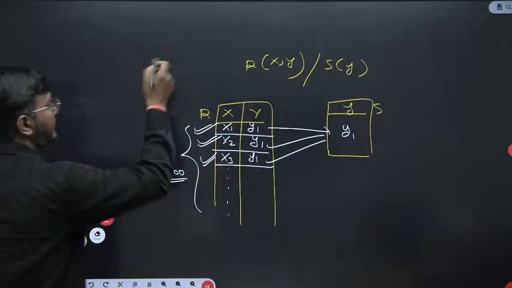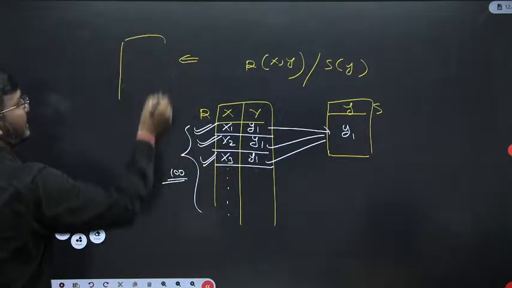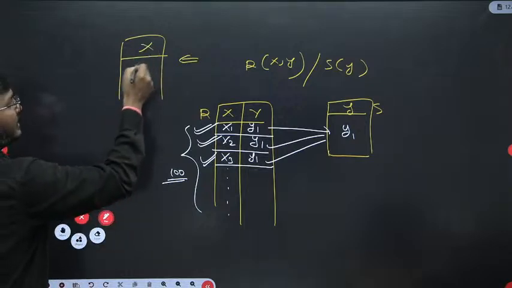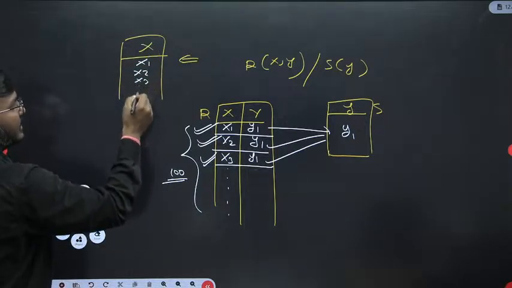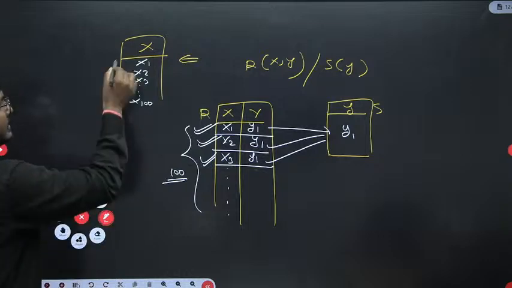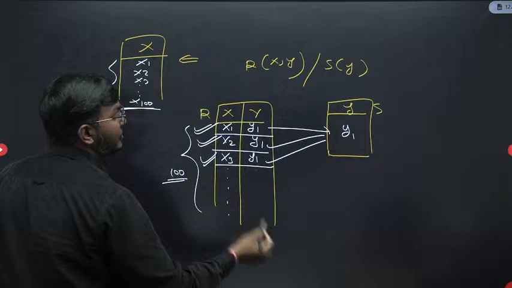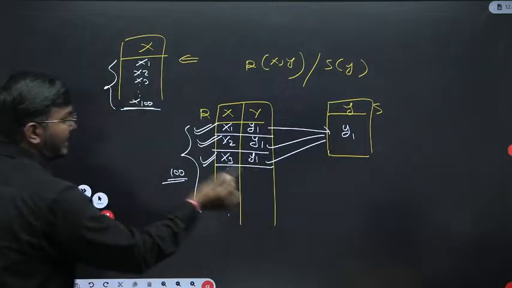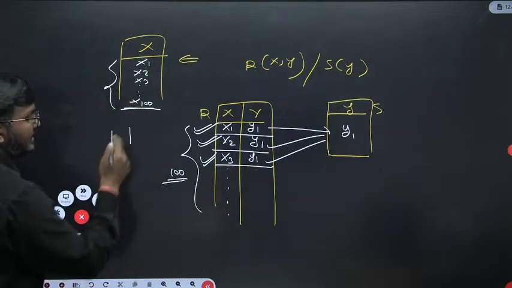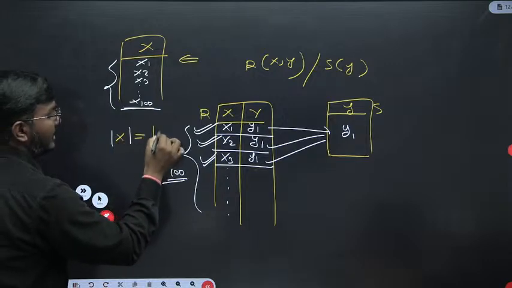So the result set will have x1, x2, x3, and so on up to x100. The cardinality of x is 100, and the cardinality of r is also 100. So in that case, I can say the cardinality of x will be equal to the cardinality of r.